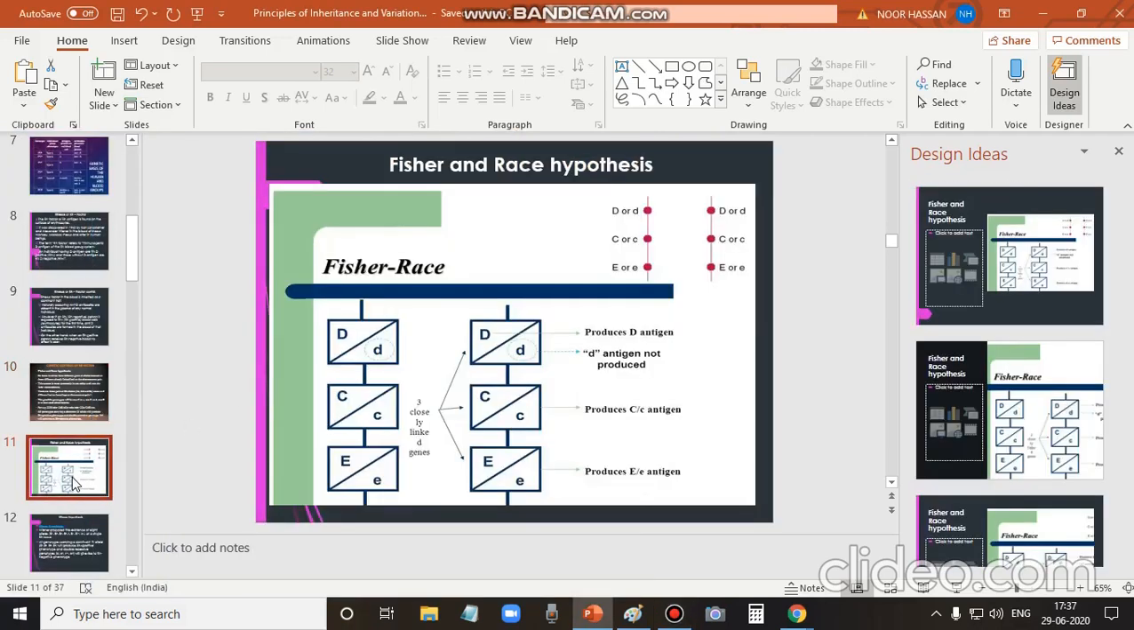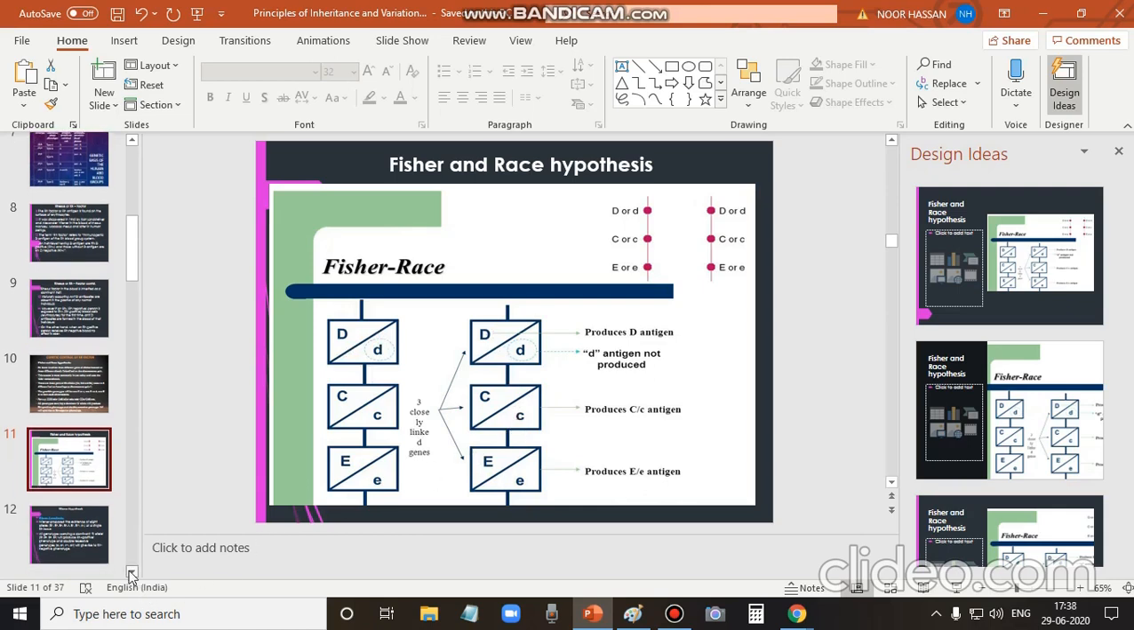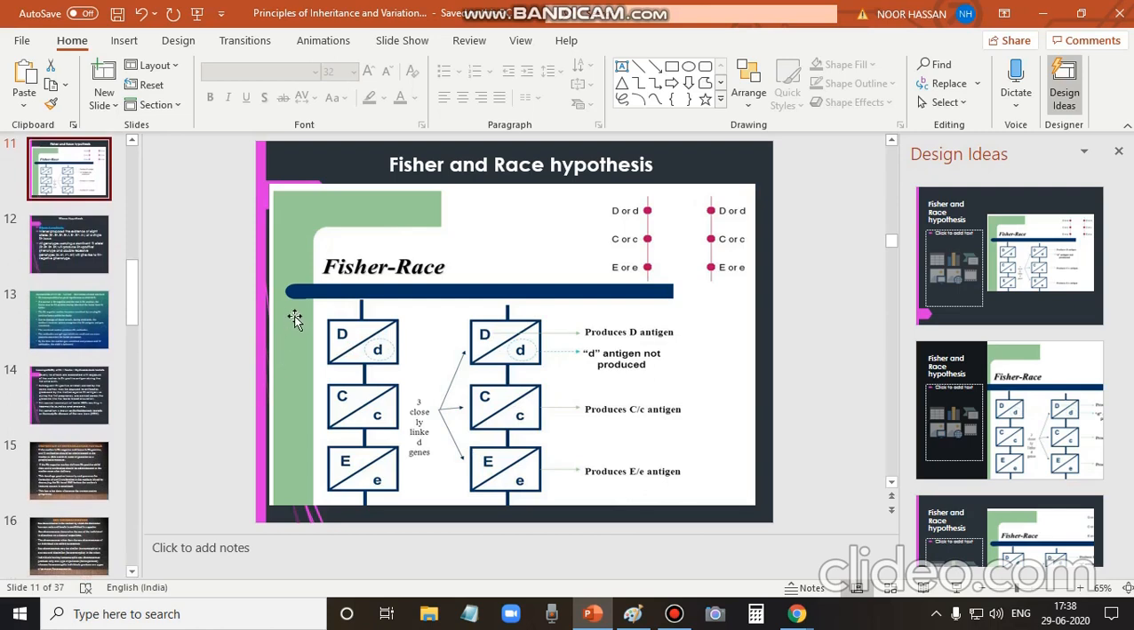So this is what I said about this diagrammatic representation, which shows the presence of these three pairs of alleles, which are located at three different loci on the chromosome. Okay, and so this produces, D D, it produces D antigen. But as I said, if it is present in recessive condition, small d antigen is not produced, and CC antigen is produced in this type, and EE, this genotype produces EE antigen.